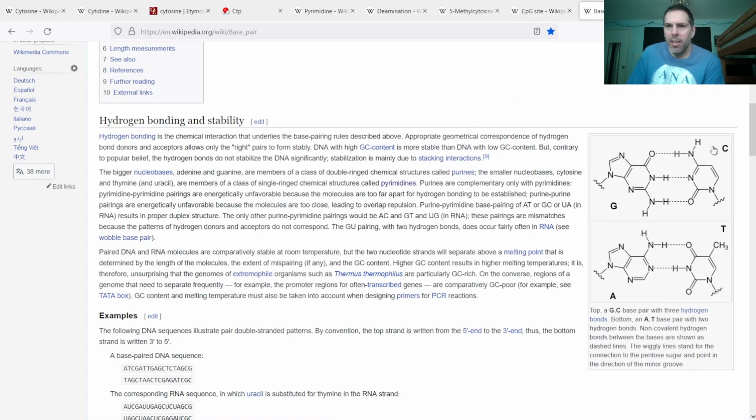And lastly, cytosine forms 3 hydrogen bonds with the guanine when it's forming a double-stranded RNA or DNA.